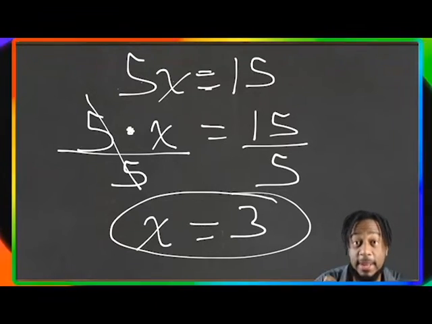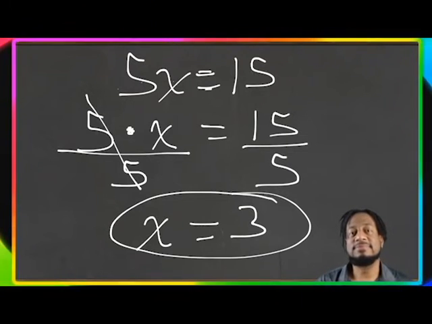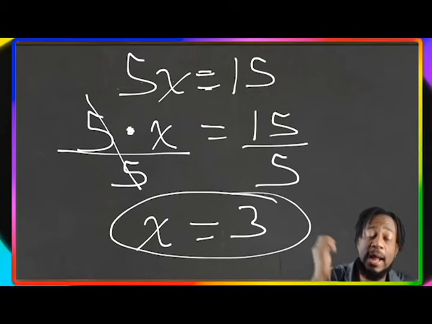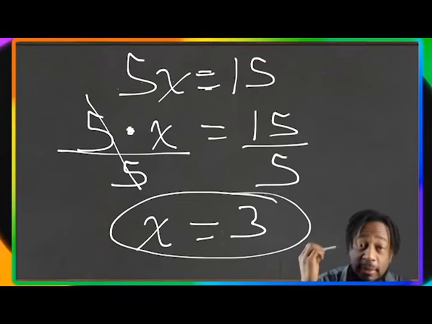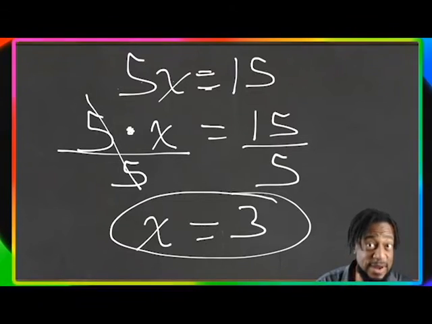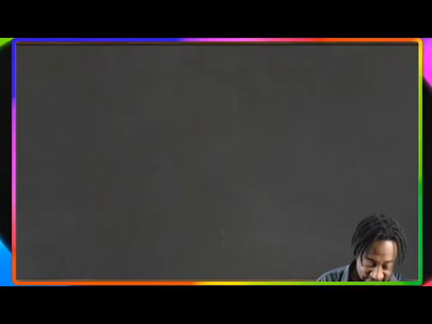To get rid of times, you're going to divide. If I'm adding, I'm going to subtract. If I'm subtracting, I'm going to add. If I'm multiplying, I'm going to divide. If I'm dividing, I'm going to multiply. We'll get to the fractions later. Don't scare them yet. All right.